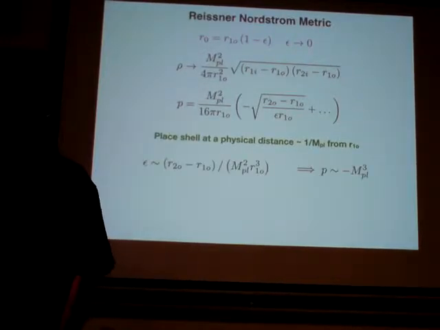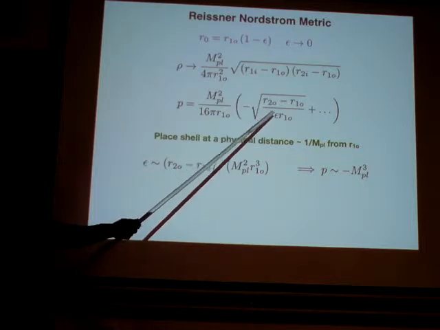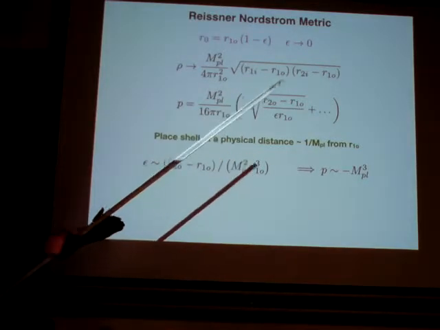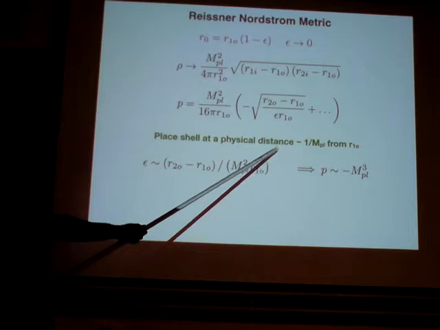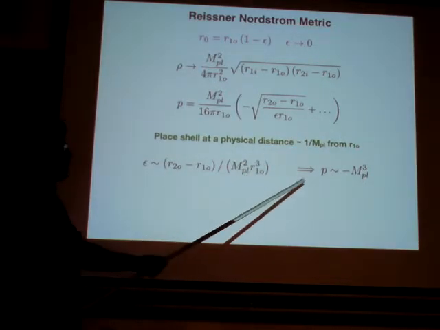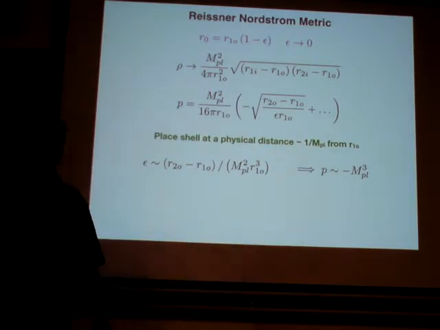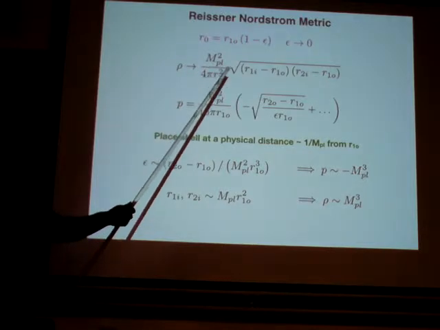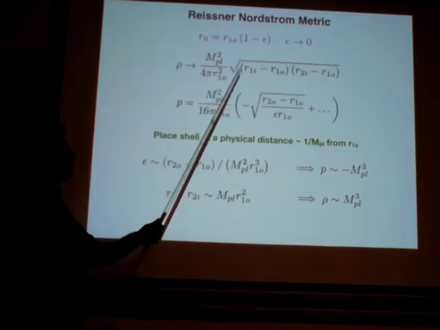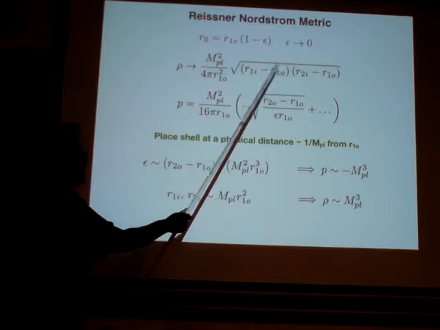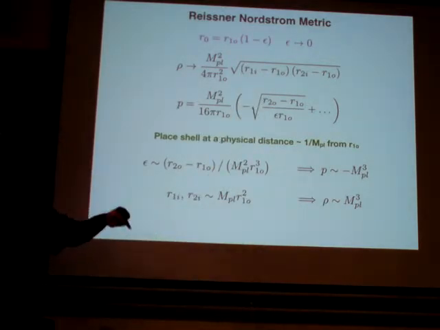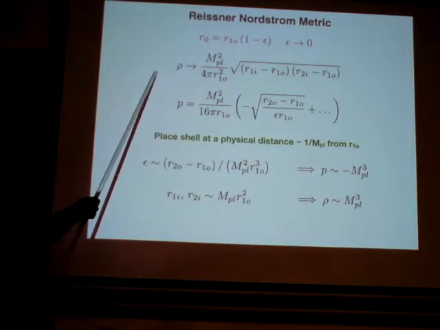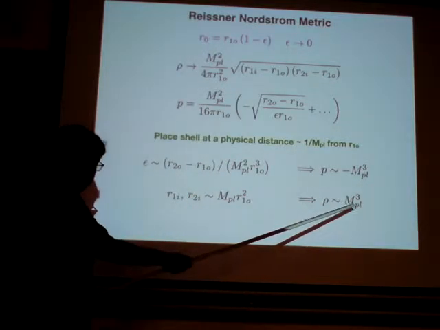When I demand that, something interesting automatically happens. At the moment I place the shell a physical Planck length away from the inner horizon, the pressure of the shell becomes Planckian. It's negative M Planck cube. And then the only question is basically, what are the parameters of the interior metric? Okay, R1I and R2I, so those represent the internal Reissner-Nordstrom geometry. What do those parameters have to be for me to get a Planckian density as well? A positive Planckian density out there.